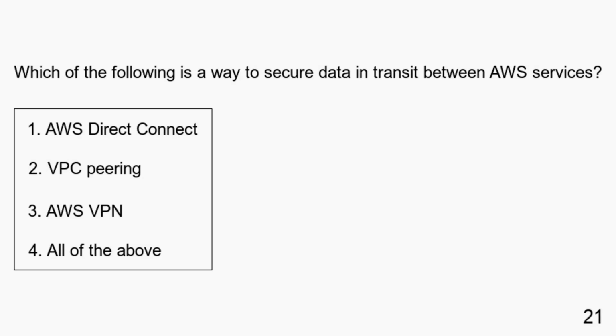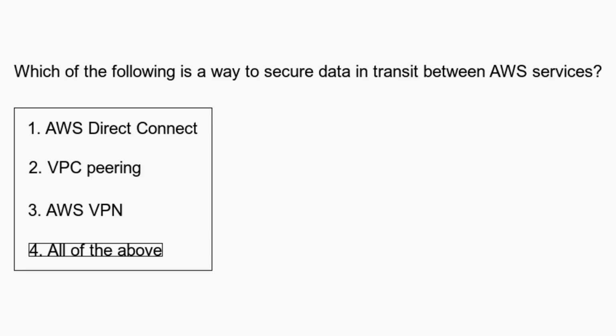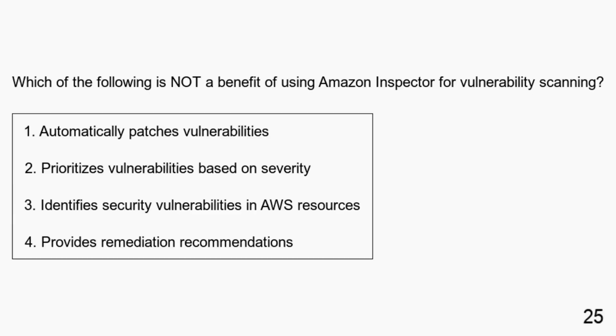Which of the following is a way to secure data in transit between AWS services? AWS Direct Connect. All of the above. VPC peering. AWS VPN. AWS offers a variety of ways to secure data in transit, including VPN, Direct Connect, and VPC peering.